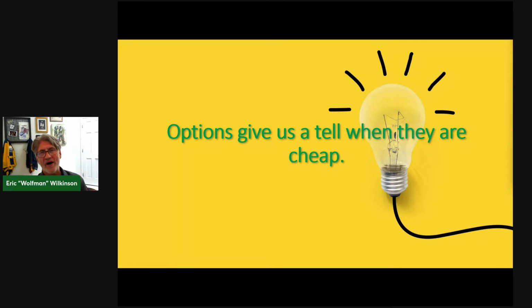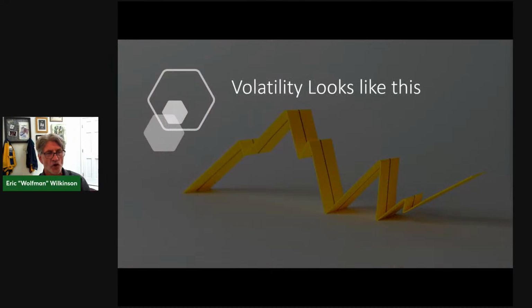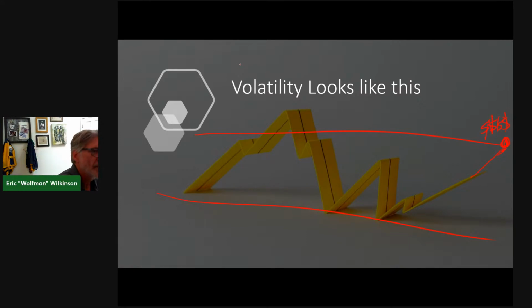But what we do know about options is they give us a tell whether they are expensive or cheap. And it really just comes out to a chart that looks just like the sideways trending chart that we've been looking at. There are going to be different ebbs and flows, don't get me wrong, but volatility does look like this, where we could draw lines and say, that's kind of the range it's going to want to stay in. So if this came up in this area, then you would know that that was expensive, when it gets up to that area. So volatility gives us a tell. Why? Because we know implied volatility.